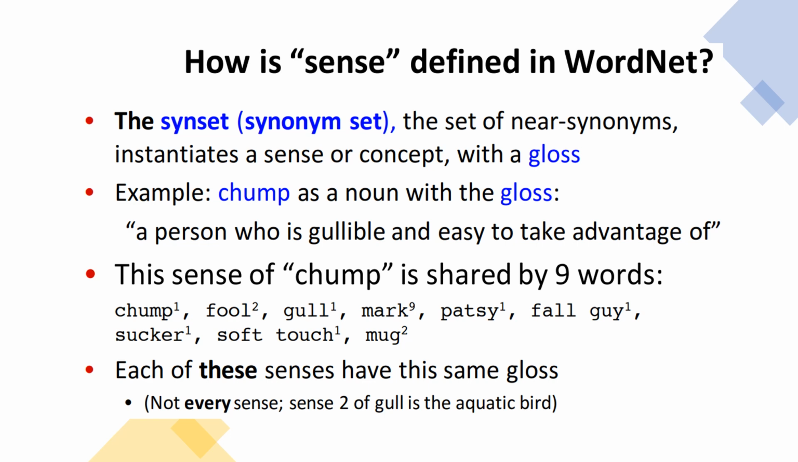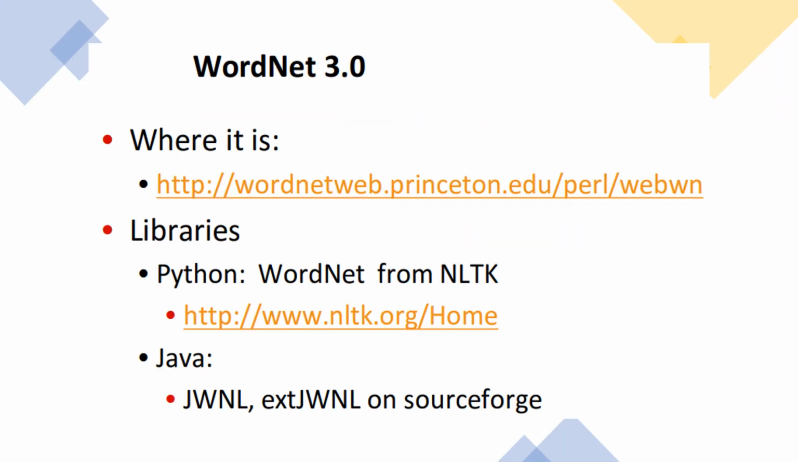So let's move to where you can find this WordNet 3.0. There is a library in Python like this one. I have given the link here where you can check this dictionary. I have also shared this link in the bio as well. So that's it for today.